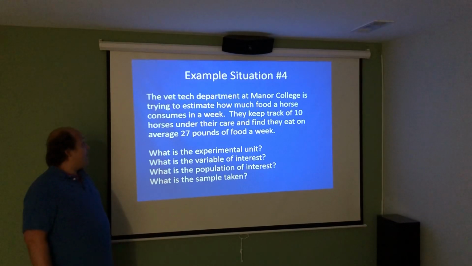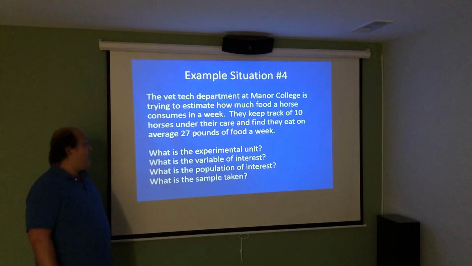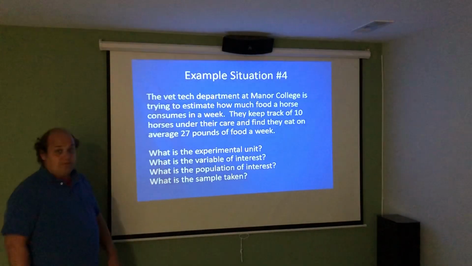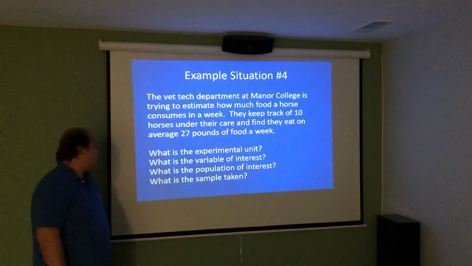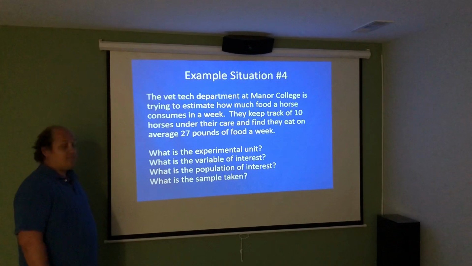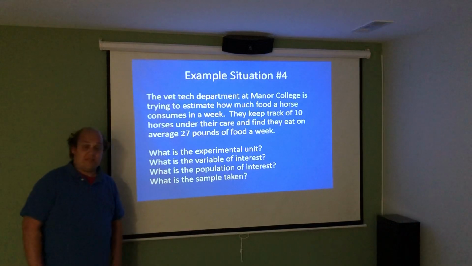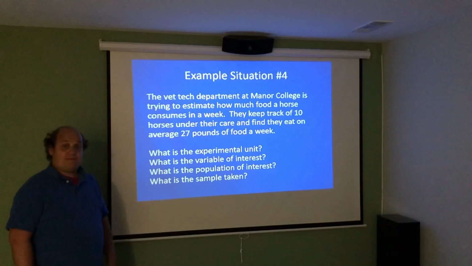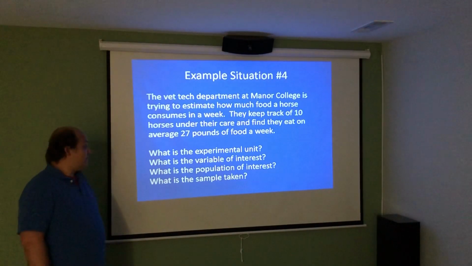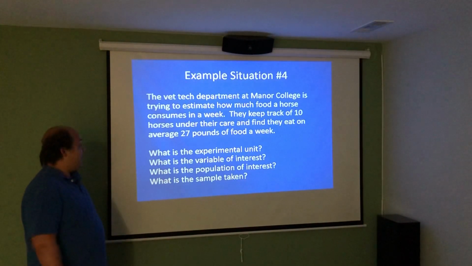The vet tech department at Manor College is trying to estimate how much food a horse consumes in a week. They keep track of 10 horses under their care and find that they eat on average 27 pounds of food a week. What's the experimental unit? Take a minute, think about it for yourself, and then I'm going to give you an answer. So here, the experimental unit is 1 horse. Next question, what's the variable of interest? In this case, the variable of interest is pounds of food eaten per week.